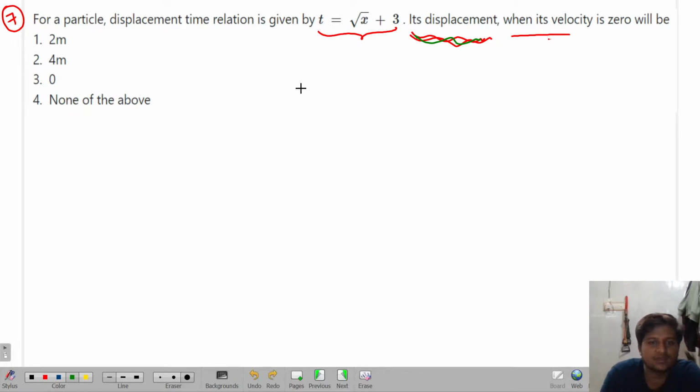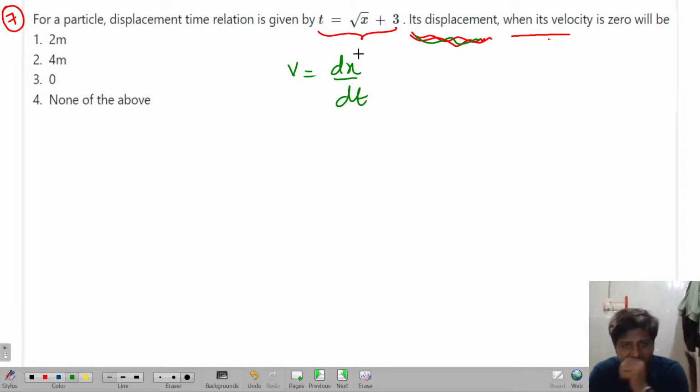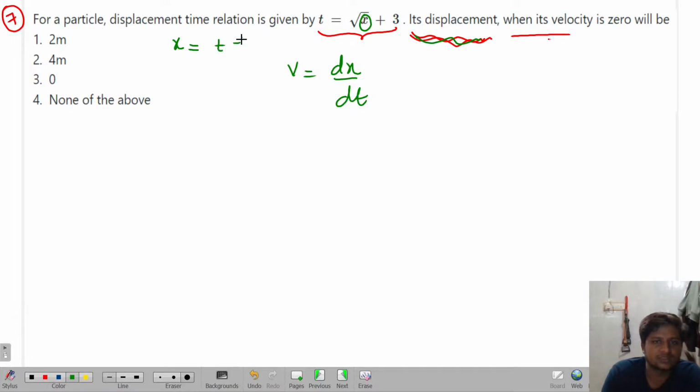So look over here. I can write this x as what? I can remember that v is dx by dt. There is nothing like time on the numerator, so you have to find the x equation. Can I write the x equation? It will be just t minus 3 whole square. So what is my x? It is t minus 3 whole square.